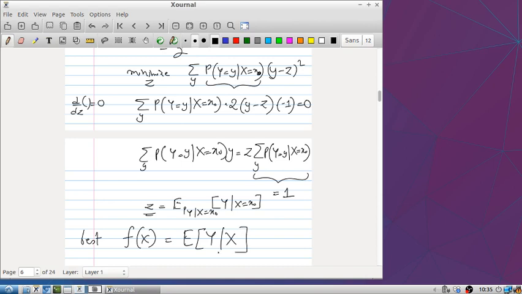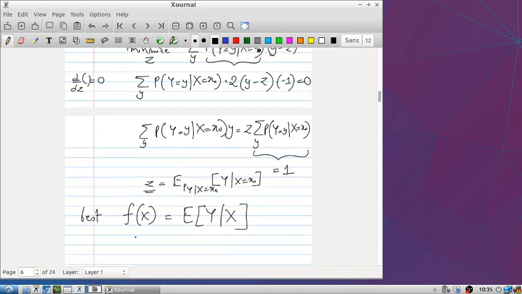What's the best notation I used? Or what is best f of x? It is expectation of y given x is equal to x. Here I'm just not explicitly writing this, but when we explicitly write something as given another random variable, it just means that you're doing the summation over the conditional distribution rather than over the random variable itself. Okay. So y is the random variable.